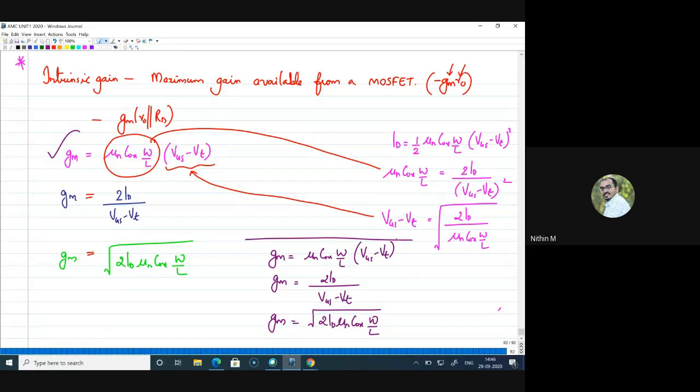Right, these three are the equations for Gm. All right. Now, we will do one numerical, and with that we will wind up the session. If you have any doubts, please ask.